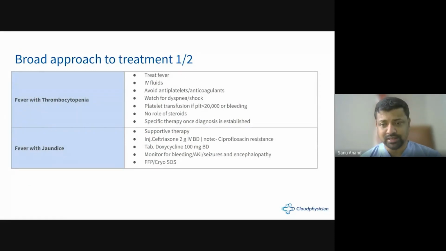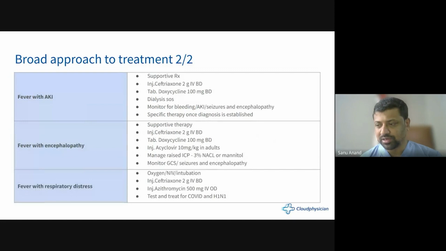Now, for all the other conditions, fever with jaundice, AKI, encephalopathy, respiratory distress, there's some difference. The broad theme remains the same. You give supportive therapy, start ceftriaxone, start doxycycline, and escalate antibiotics as needed. And for kidney, start dialysis as needed. Encephalopathy, take care of the airway. You also can add acyclovir in the right settings, and also manage raised ICP with 3% saline or mannitol. Now, I know this slide is a little wordy, but this is how it is. Respiratory distress, oxygen, NIV, intubation, ceftriaxone, azithromycin.